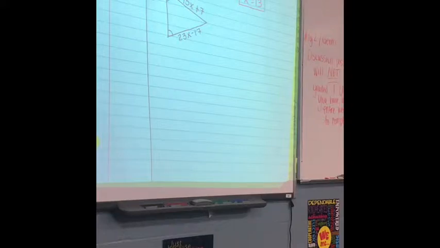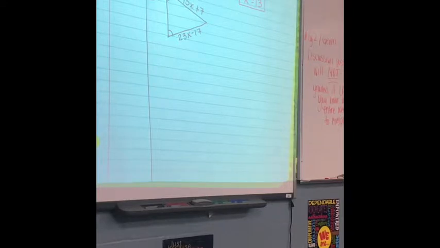Let me turn that back on. Tell me what you know about this triangle. What kind of triangle is it? How do you know? We've got base angles congruent, and by the converse theorem, that means the sides opposite of them are congruent, making it the isosceles triangle, right?